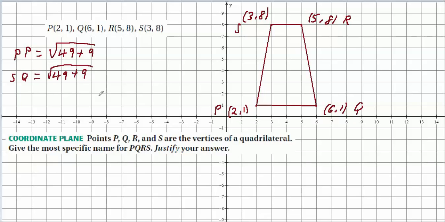We're done. The diagonals are congruent. They have equal lengths, so they're congruent. So we have an isosceles trapezoid. If you want to know what this is, go ahead and punch it into your calculator, but it's irrelevant. What matters is these two are the same. If they're equal, then in this particular case, we know we have an isosceles trapezoid.